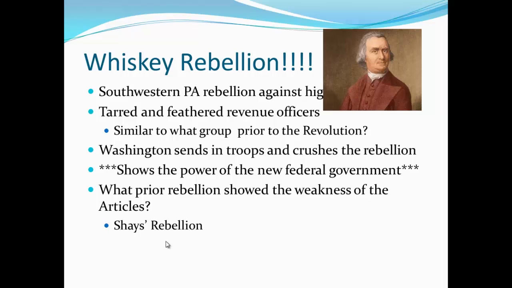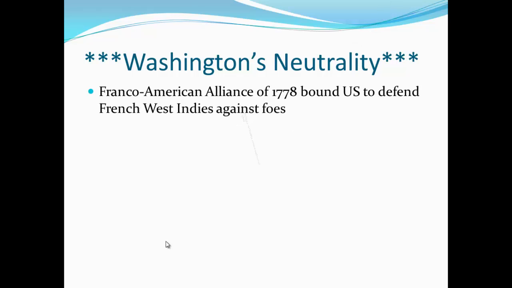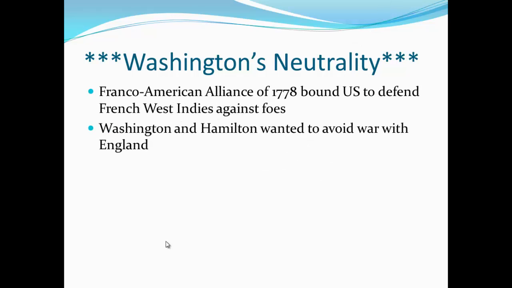Again, what prior rebellion showed the weakness of the Articles? That would be Shays' Rebellion. Whiskey Rebellion shows the Constitution is working. All right, we have the French Revolution going on in France and in Europe. What does Washington say? He says, look, we need to stay out. The United States needs to stay out of foreign affairs.